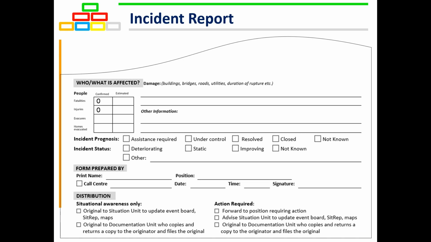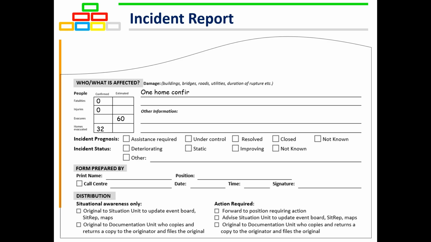List known fatalities if any and injuries if any. It is important to differentiate between verified numbers and estimates. The number of evacuees is noted. This is usually an estimate as home numbers may be known, but people are harder to account for.